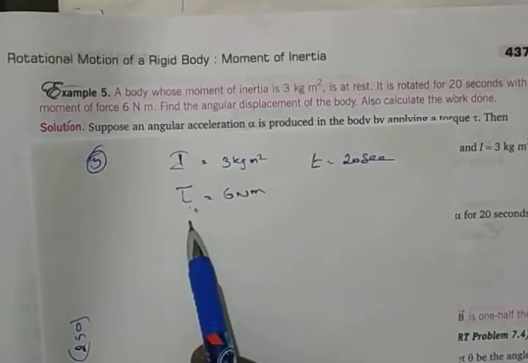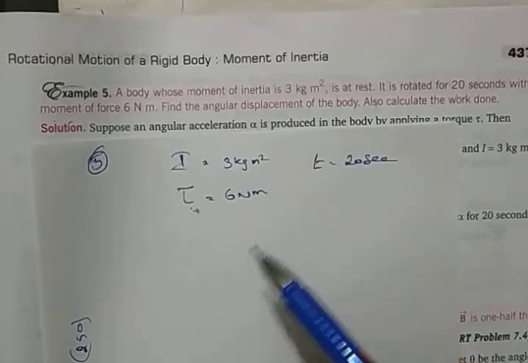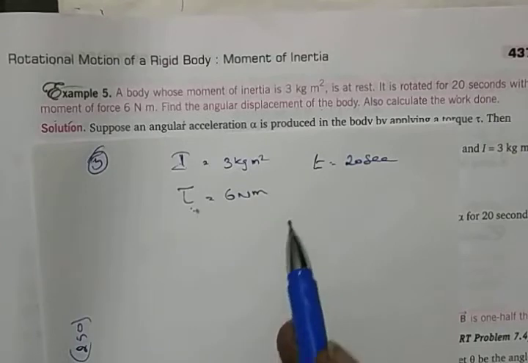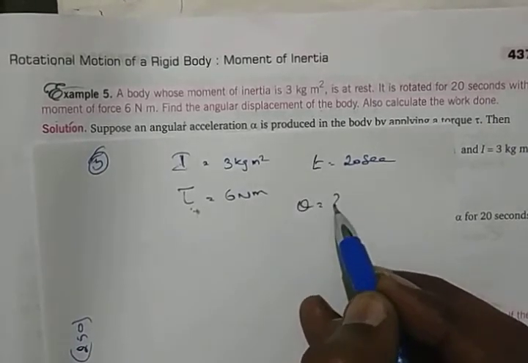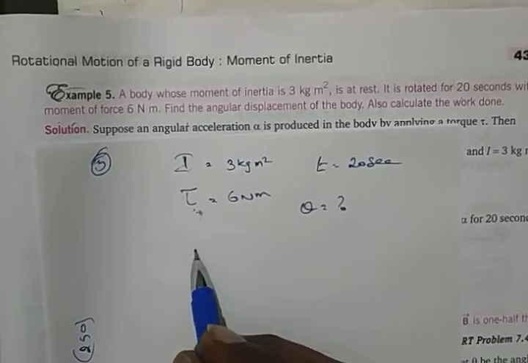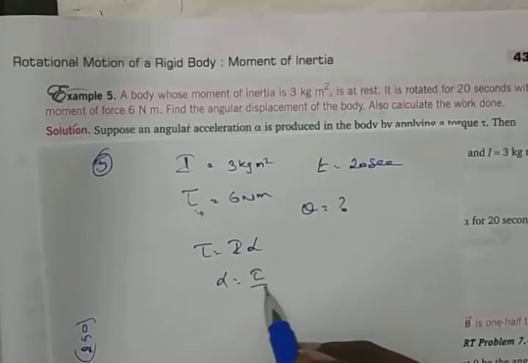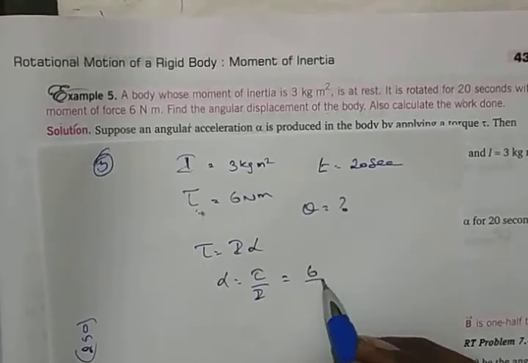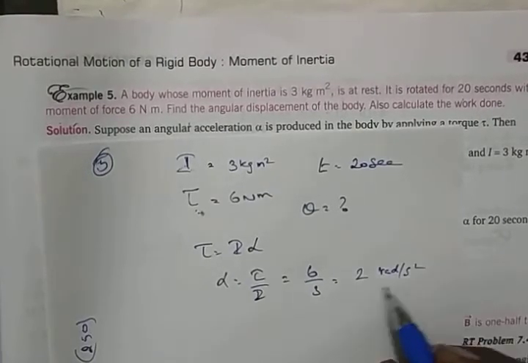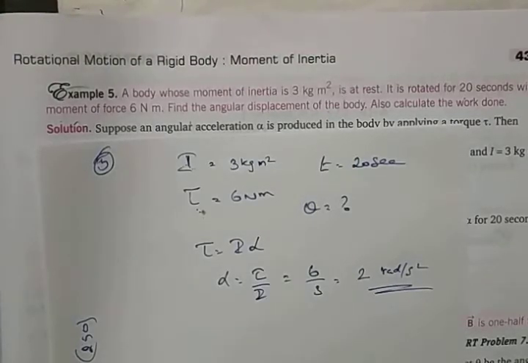Torque is going to be equal to I into alpha. That is quite an easy thing. Find the angular displacement of the body. Angular displacement means theta is equal to question mark. But here, you can easily find out the alpha value. So torque is equal to I alpha, so alpha is equal to torque upon I. So it's 6 upon 3, which is equal to 2 radians per second square. That's the very first part, which has already been written visibly here.